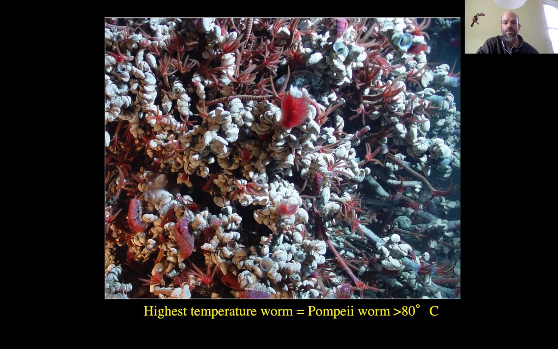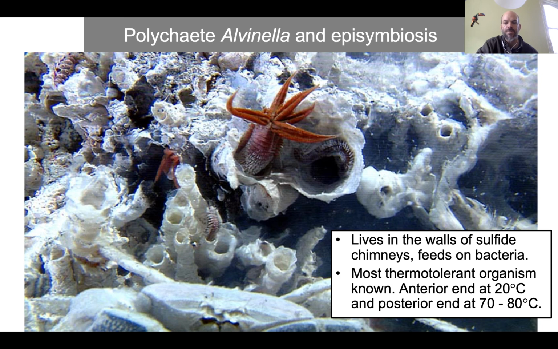Okay, we've talked about those giant clams. We've talked about a couple of different species of tube worms. Here's another species of worm. This is called the Pompeii worm. It's the highest temperature animal yet discovered. It also lives in tubes, but instead of being an annelid, this Pompeii worm, the genus name is Alvinella, named after the submarine, is a polychaete instead of an annelid.